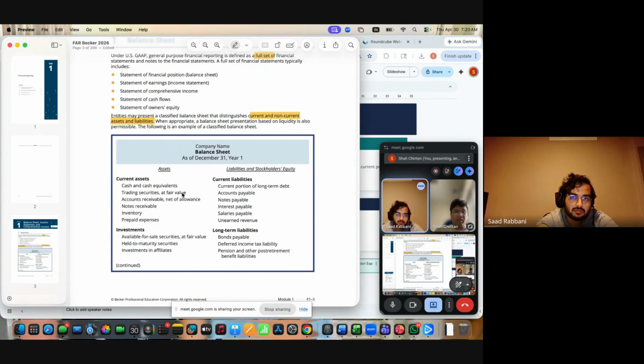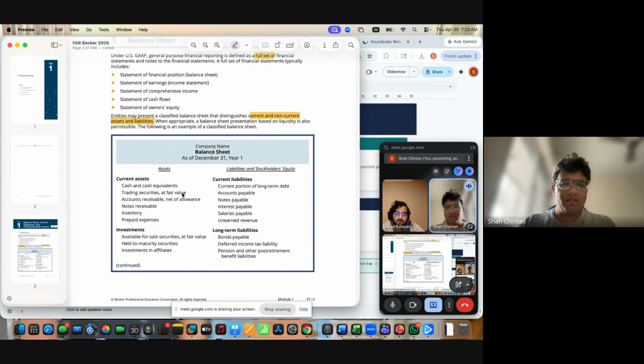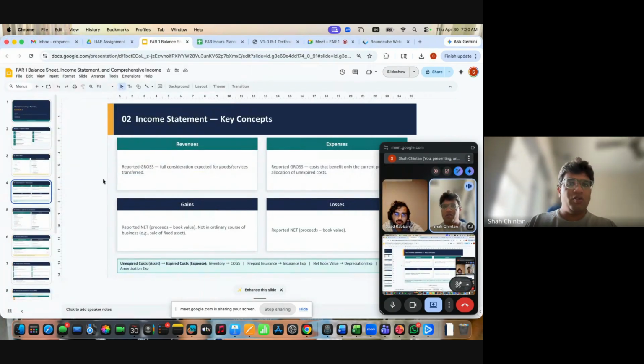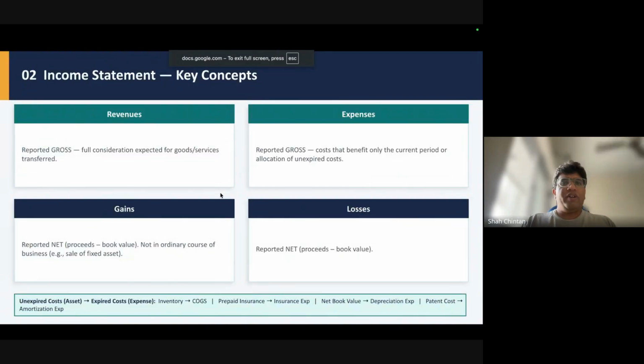Okay, no more questions, so let's move ahead and go to the income statement. In the income statement, you have a few items there. You can have revenue, expenses, gains, and losses.